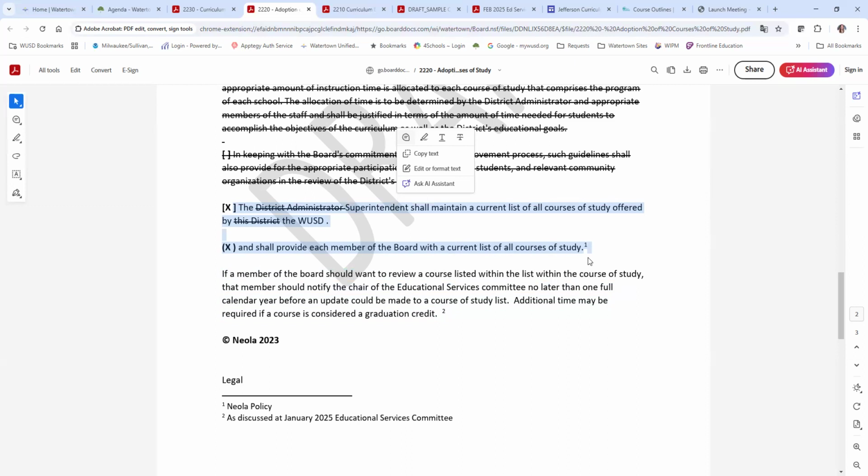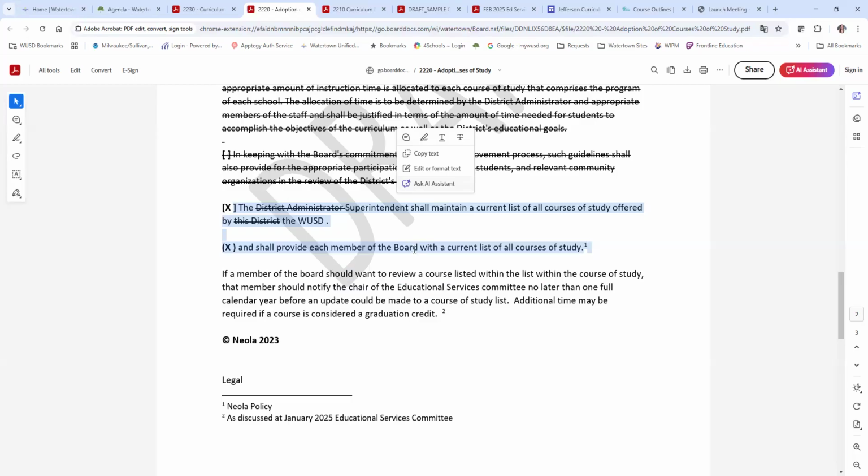Here you'll notice it doesn't say that you're approving the courses of study, rather that you're provided the courses of study. And I think that is a discussion point: if the board would like to approve the courses of study or just be provided the courses of study. Neola recommends, or you can see here, the Neola language says that you're provided the courses of study.